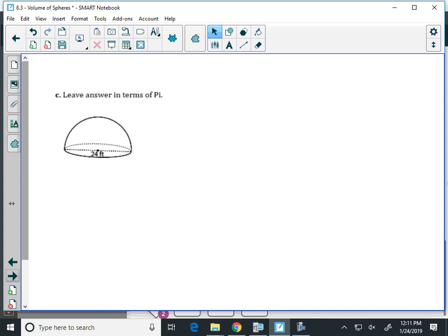Think the Earth. The Earth is a sphere. Okay, we have the northern hemisphere, which is the top half of the Earth, and the southern hemisphere, which is the bottom half of the Earth. So half of a sphere is what we call a hemisphere. How do you think we're going to find the volume of this hemisphere?